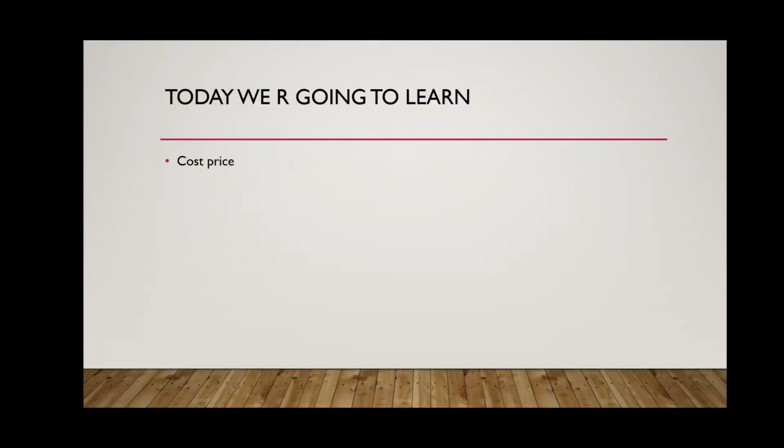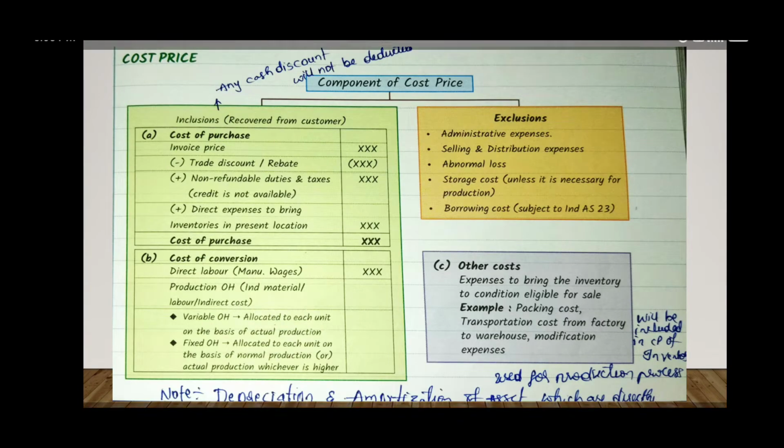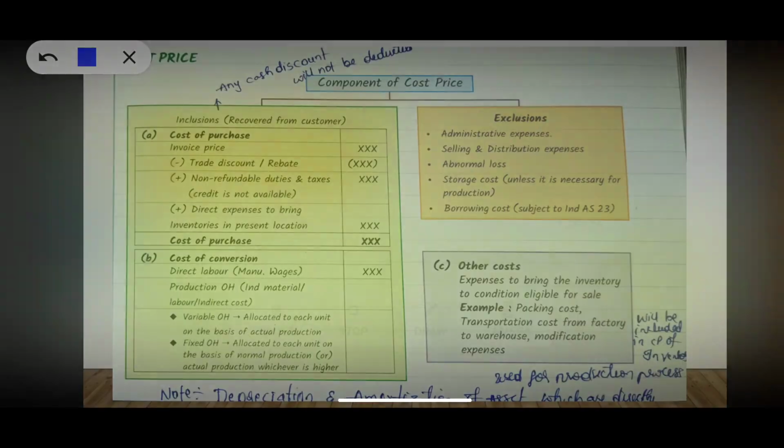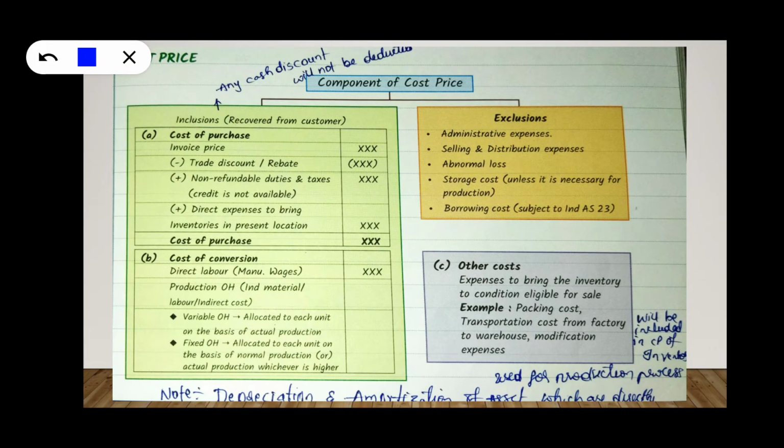Today we are going to learn the meaning of the cost price. We know that inventories are valued at cost or NRV, whichever is lower. So as per Ind AS 2, cost means, all of you know this, we have learned in AS 2. Cost of purchase, that is invoice price minus trade discount, if any.